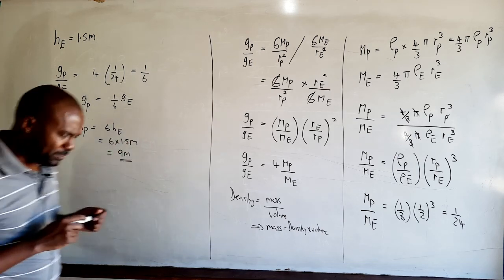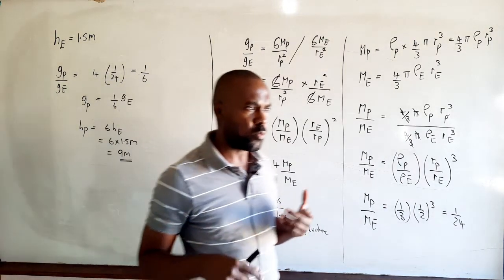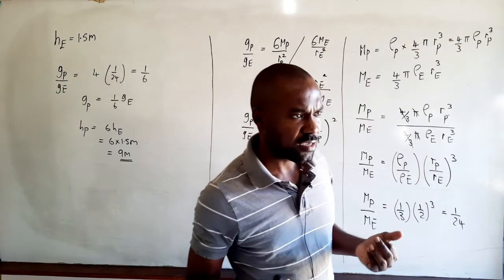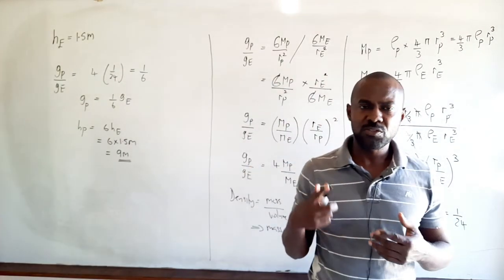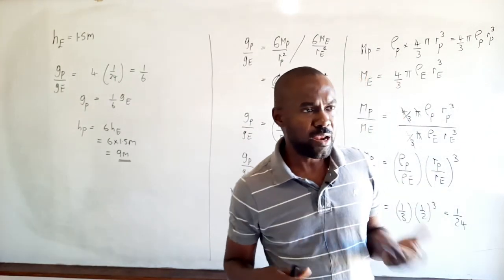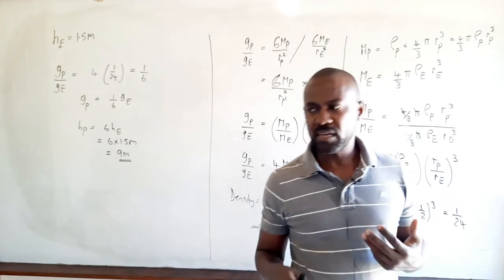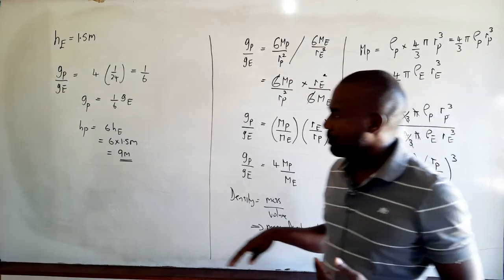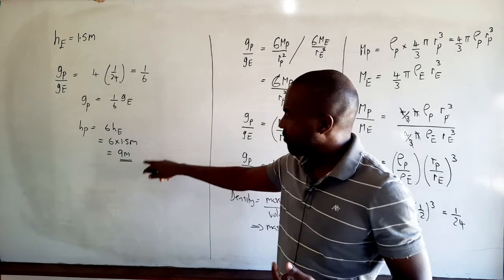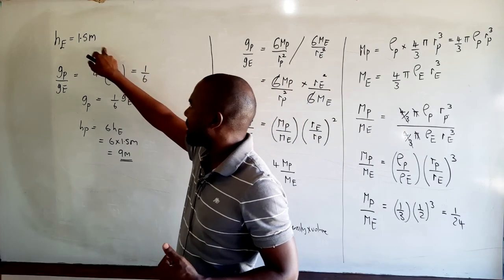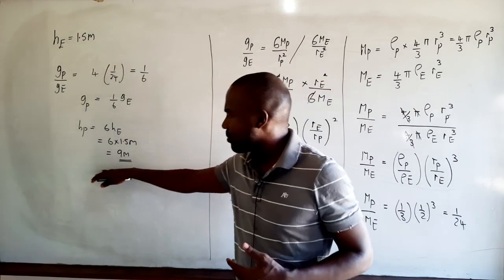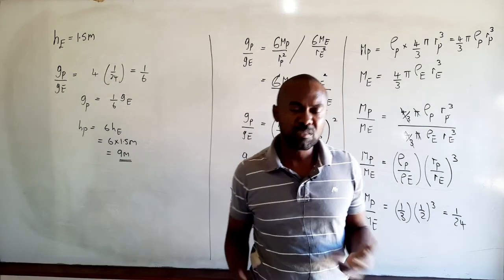So therefore, on this planet, where the gravity is only 1/6 that of the Earth's, and of course we arrive at that due to the relationship given between the density and the radii of the two planets, we can see that this particular jumper will be able to jump a vertical height of 6 times that on the Earth. And if it's able to jump 1.5 meters on the Earth, then it should be able to jump to a height of 9 meters on this particular planet.